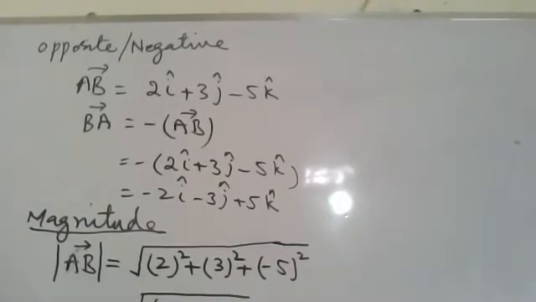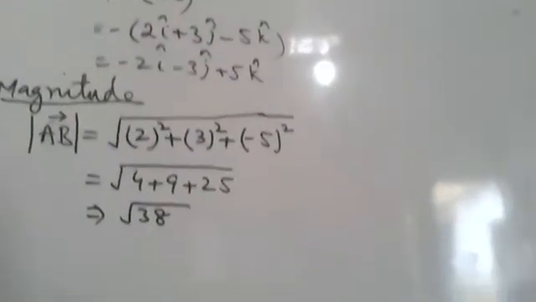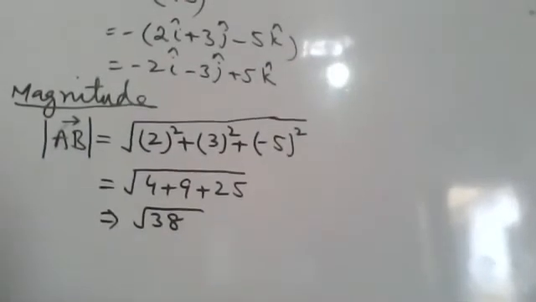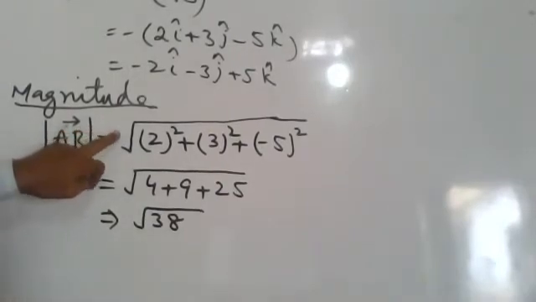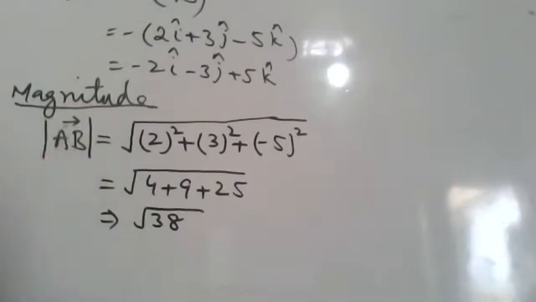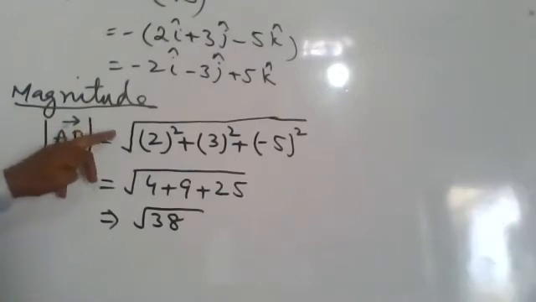This is the magnitude. You may convert it into a decimal by using your calculator. Under root 38 may become 6 point something. Just remember, there is no plus minus sign with the under root. Generally, when we take the square root of any number, we write a plus minus sign. But magnitude is always positive; there is no negative sign.